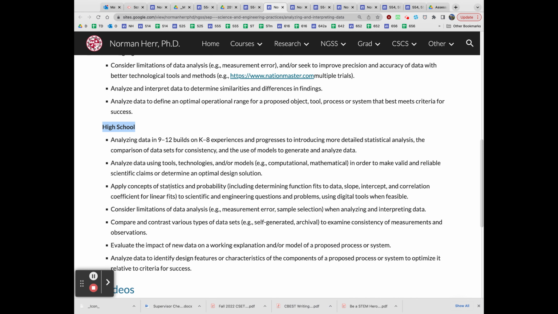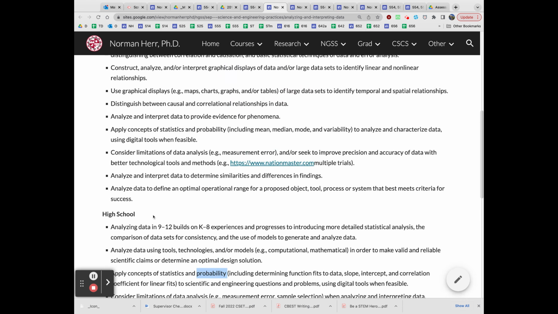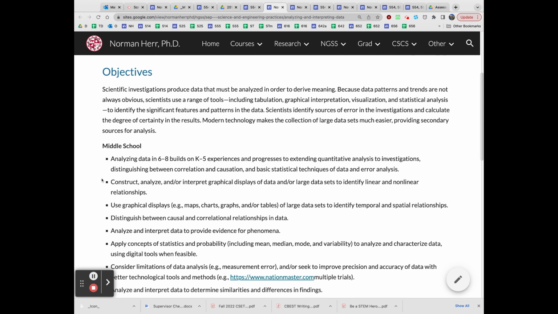So if you look at these things, you can even lift some of the words directly from this. Like, let's say you have some data and you want them to apply statistics, okay, or probability. So what you're seeing here is that if you use the terms that are in the NGSS descriptions of what objectives are supposed to accomplish, then you know you'll be on target. So like middle school students need to be able to distinguish between causal and correlational relationships.